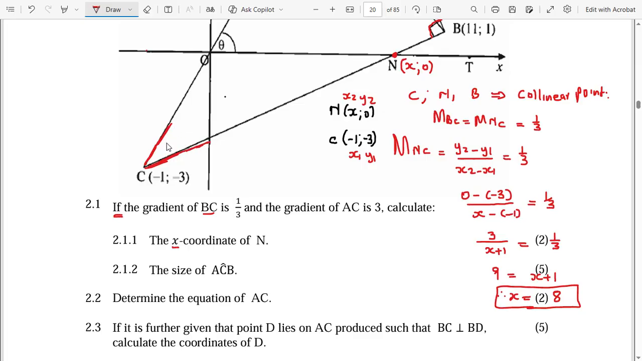So I'm just going to name my angle maybe alpha. So they are looking for that angle. This is the angle that we need to calculate. Right. So now this is how I'm going to calculate this angle.